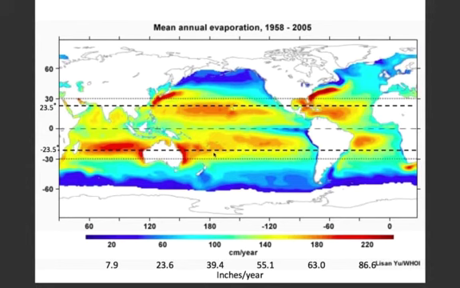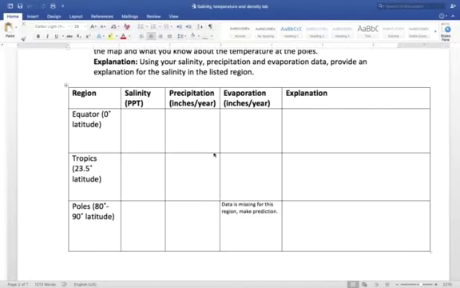Do hot or cold conditions promote evaporation? Those are things to think about when you're filling out this box right here. Okay, lastly, you are going to provide an explanation for why the salinity is what it is at these different locations, based on this precipitation and evaporation data. Things to keep in mind: which is higher, precipitation or evaporation?